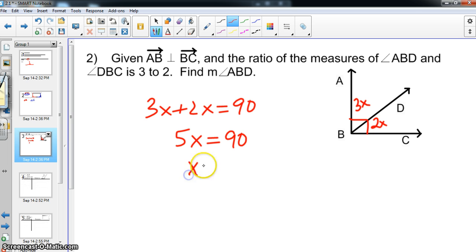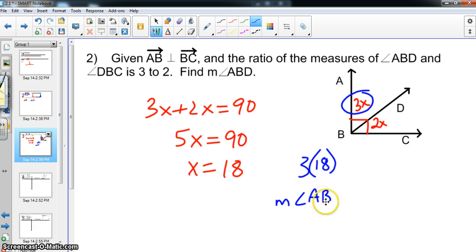We could then solve for x and then make sure that we answer the question by finding the measure of angle ABD. We could plug in our x value of 18 in for 3x. That tells us that the measure of angle ABD is 54 degrees.